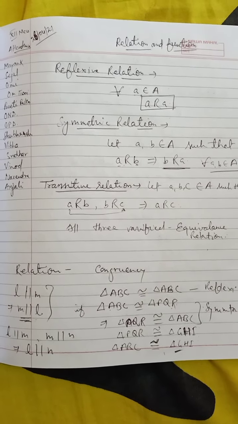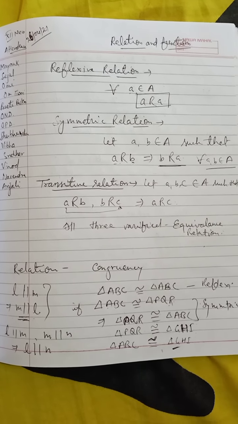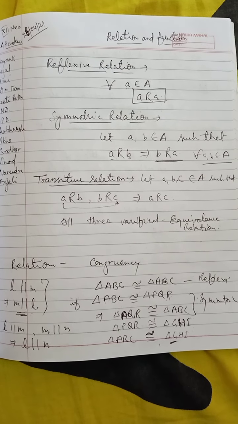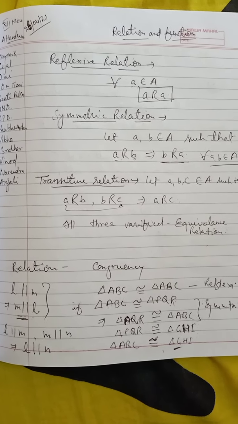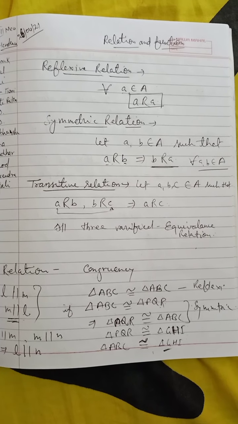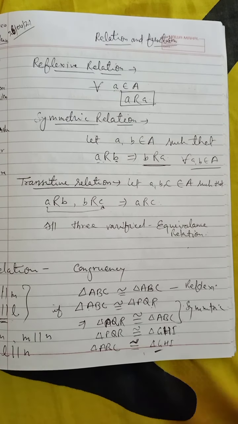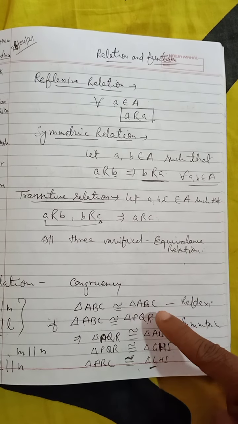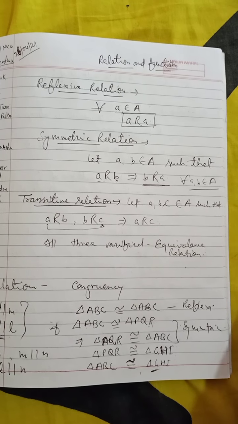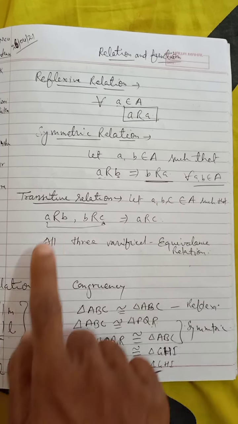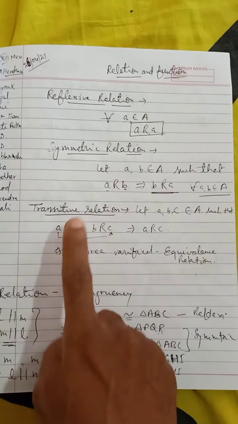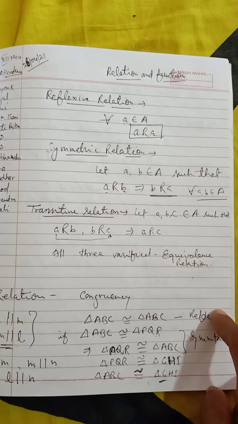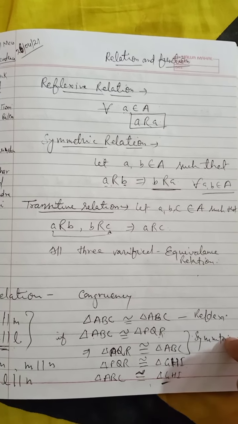In mathematical terms, relations are defined as different types. So relation, equivalence relation, and equivalence relation. Which relation is said to be an equivalence relation? The one which satisfies the following relations: the reflexive relation, symmetric relation, and transitive relation. If any relation satisfies these three, reflexive, symmetric, and transitive, then it is said to be an equivalence relation.